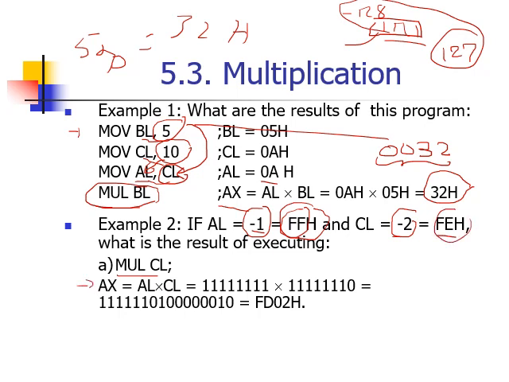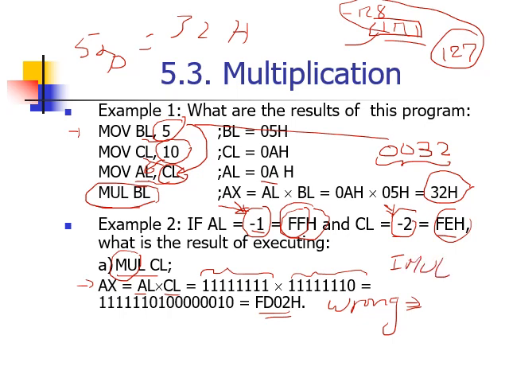AX will contain AL times CL. This is the value inside your AL. This is the value inside your CL. This is your result. Definitely it is wrong. Why is it wrong? Because we used the mul instruction dealing with signed numbers. We should have used the IMUL.